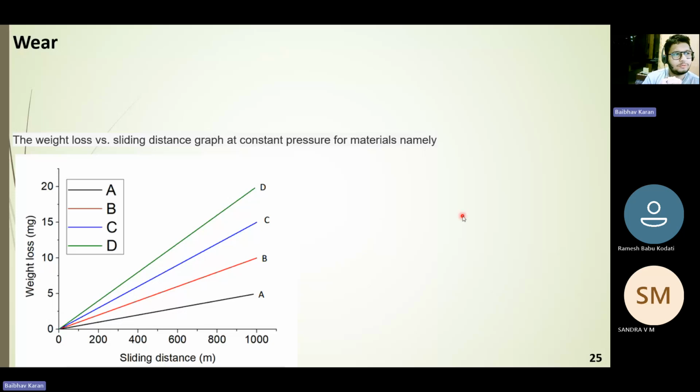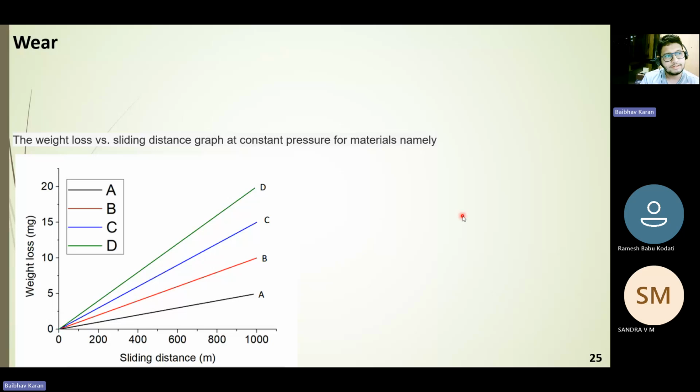Another point to note here is that where we are using friction, the surface morphology is changing or the material is worn out. Material is worn out means the weight of the material is decreasing. There is loss of material. So weight loss is the parameter which you are looking into in the wear rates.